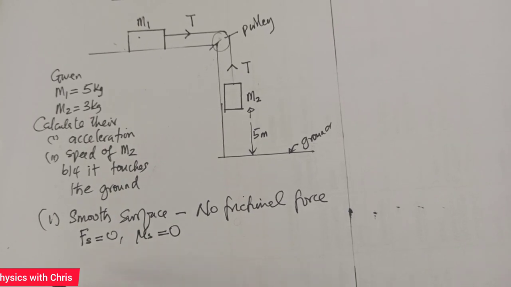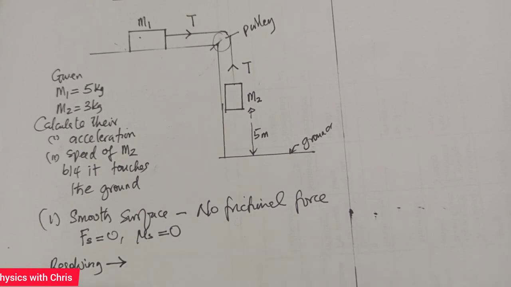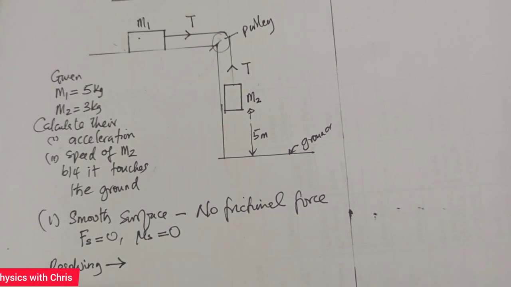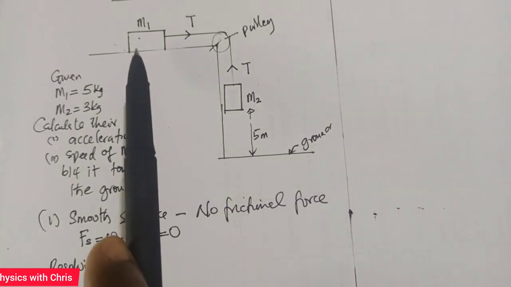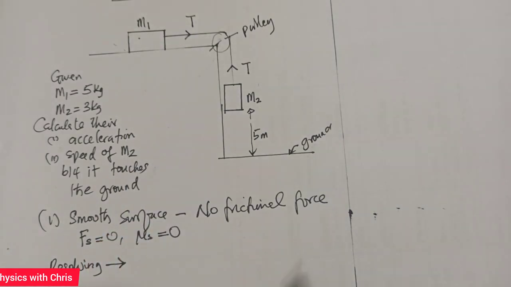Now, let's see the horizontal motion. Let's resolve for the horizontal direction. Resolving along the x-axis horizontally, the only force acting on mass M1 is force T. T is the tension in the string.